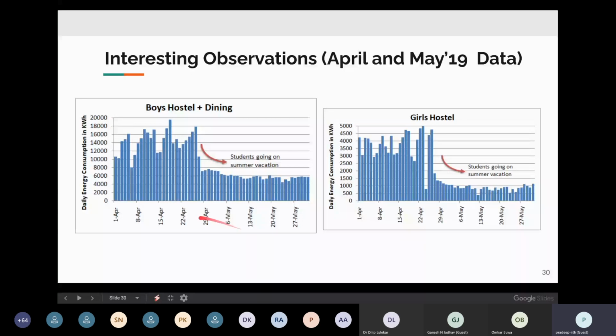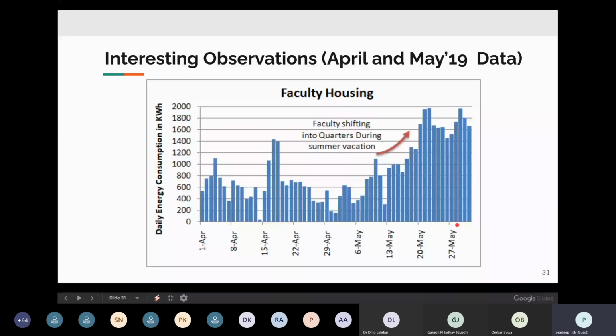Just at the end of the April month, exams are completed. Then the boys hostel, all the people left. So suddenly the load has reduced. Normally 18,000 units used to be consumed. Now it is reduced to only 4,000 or 6,000 units. Similarly, in the month of April, for the girls hostel also we can see a similar pattern. Now this is faculty housing. In the faculty housing, we see that load is increasing because during the summer vacations, faculties will be moving to the campus. Therefore, the residential load will increase.